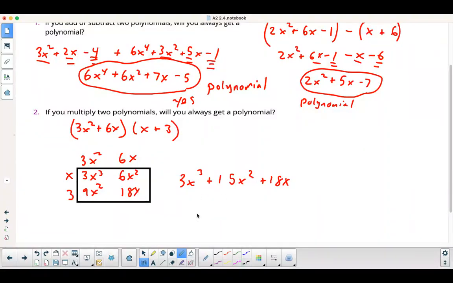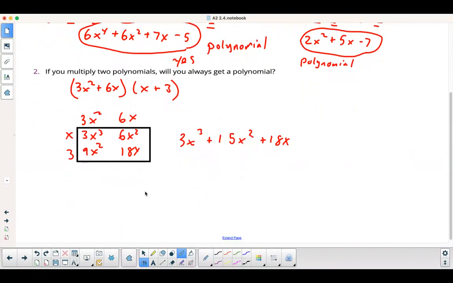Now I could go ahead and do a few more of these. Maybe try one with 3 terms. But if I keep doing it, I'm always going to get a polynomial. Maybe you could try a couple on your own. Maybe try something like this: x squared plus 4x minus 3. Polynomial times polynomial. Do your box method, combine like terms. Your final answer will always be a polynomial.